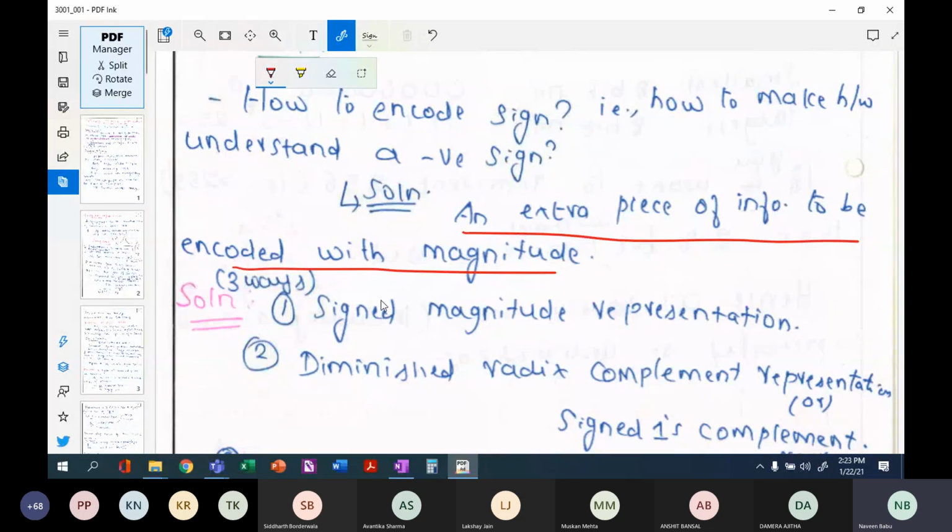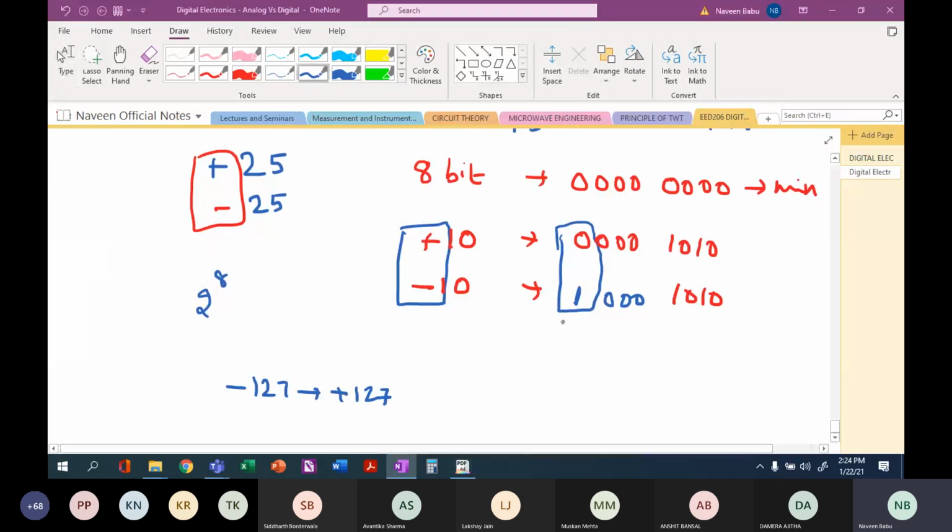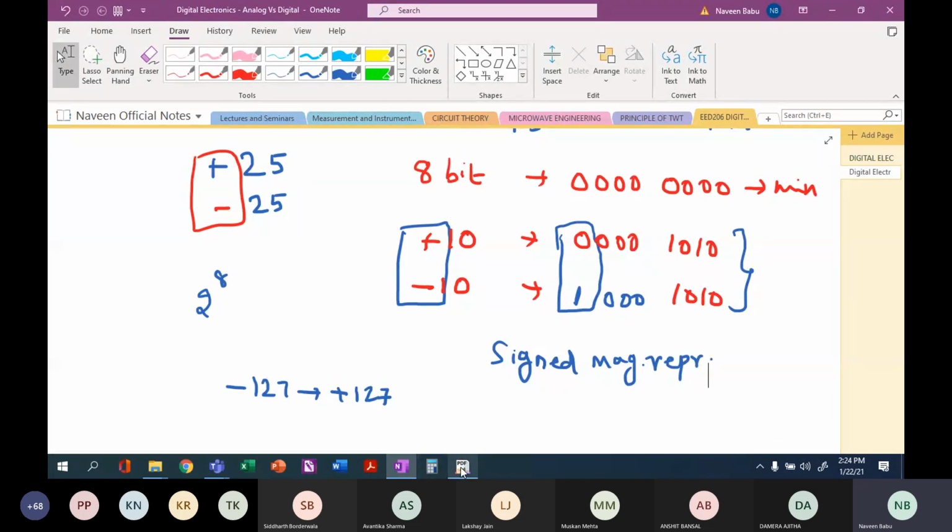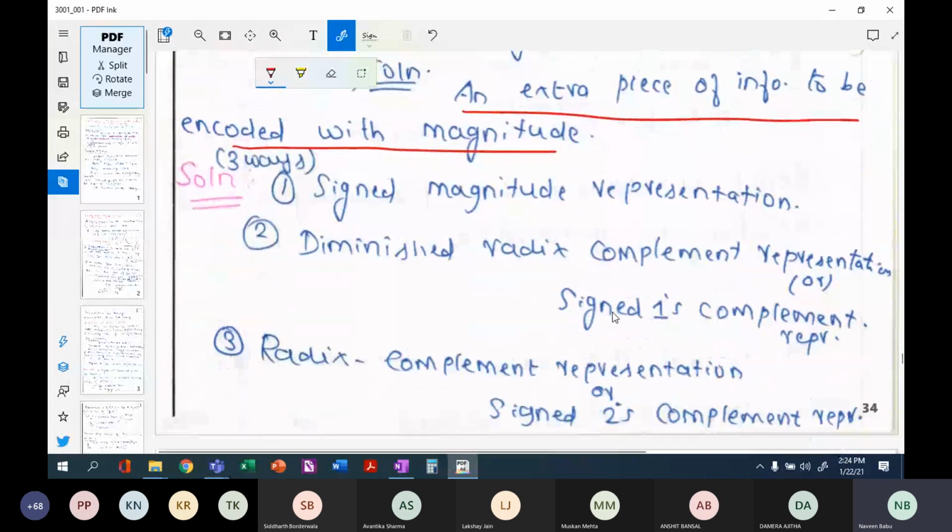And how can you do that? There are three different ways. The first way is the signed magnitude representation, the one that I said now, right? This way of representing is called the signed magnitude representation. As I said, there are three different ways. One is called the signed magnitude representation. The second way is called the signed ones complement representation.